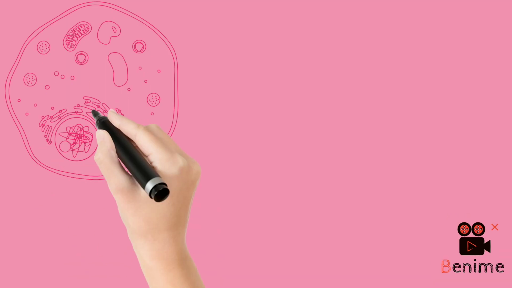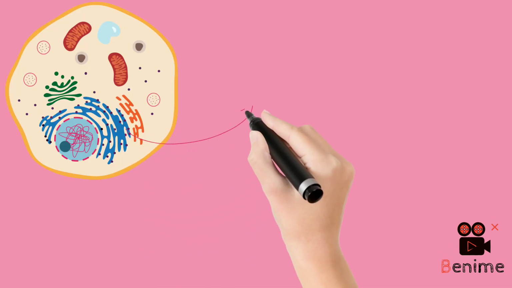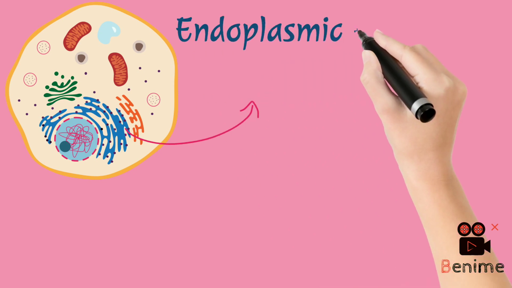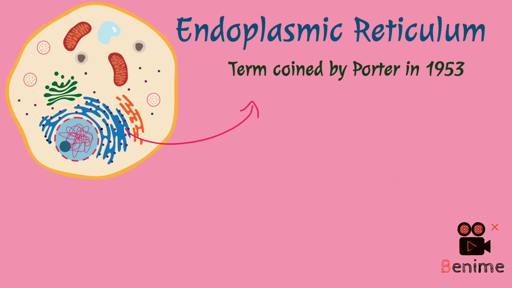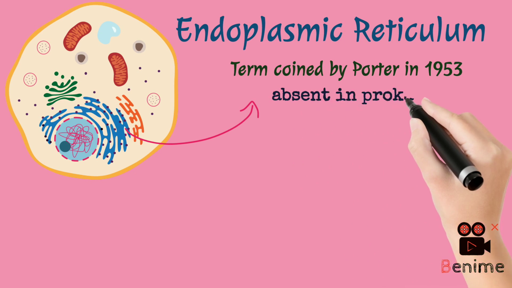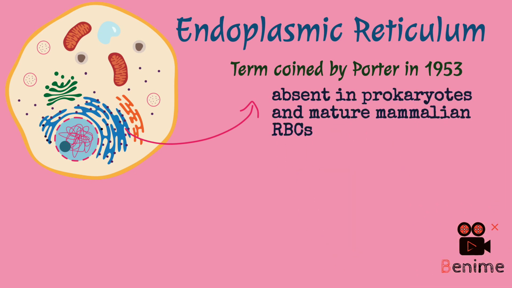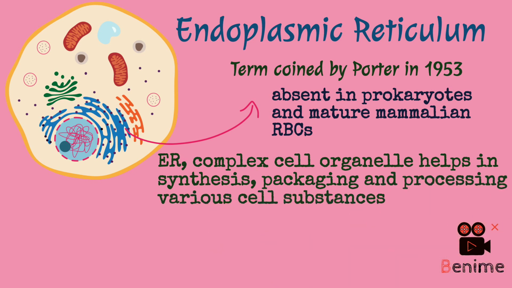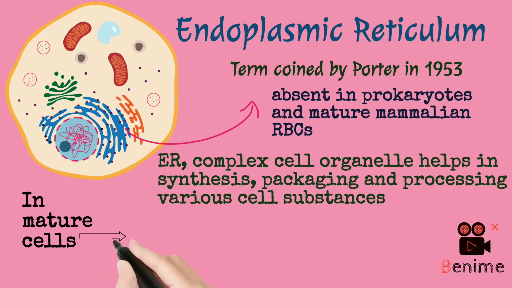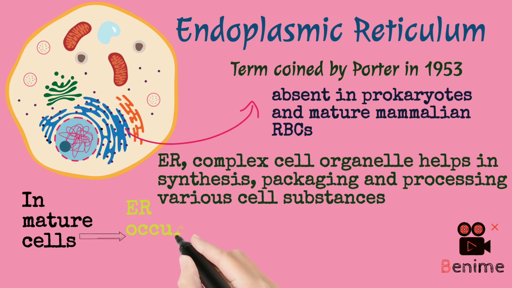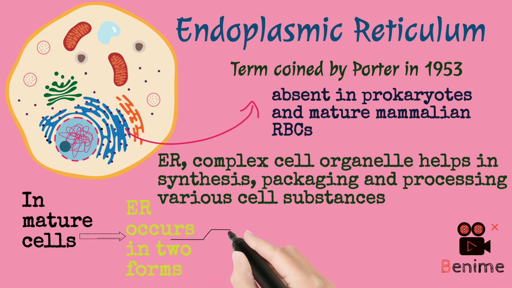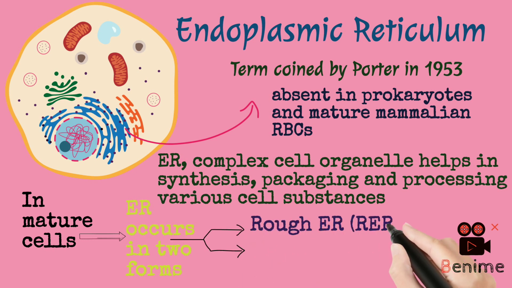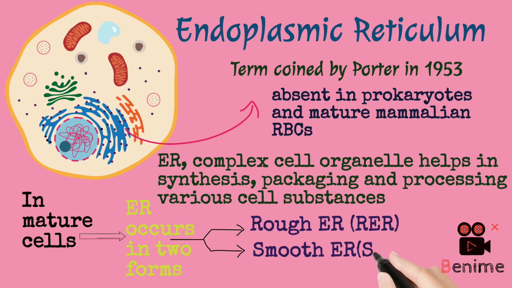Then another part of the cell is called the ER. ER is called the endoplasmic reticulum, which was coined by Porter in 1953. It is absent in prokaryotes and mature mammalian RBCs. ER is a complex cell organelle, which helps in synthesis, packaging and processing of various cell substances. In mature cells, ER occurs in two forms. One is called the RER, R means rough, and the second is called the SER, S means smooth.